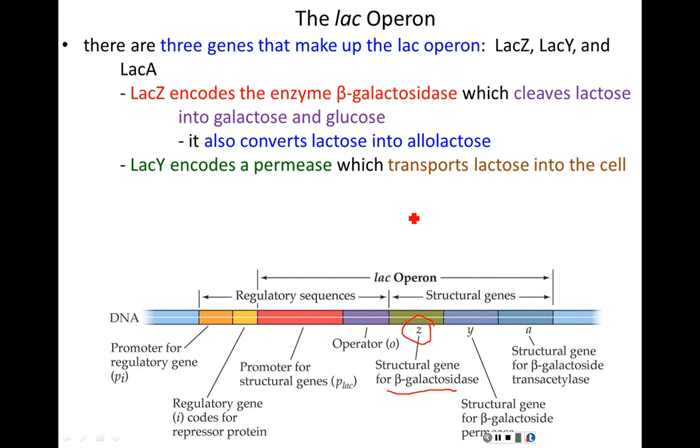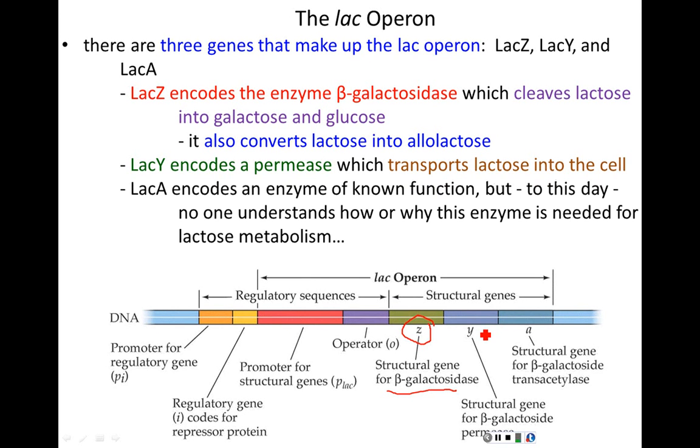LAC-Y encodes a protein type that we call a permease, as in make permeable or permeate. LAC-Y, the gene, expresses a protein that goes to the bacterial cell membrane and transports and allows lactose into the cell. And LAC-A encodes an enzyme that has a known function, but believe it or not, as much as this operon has been studied, to this day no one really understands how or why this enzyme is needed for lactose metabolism. So we'll focus on LAC-Z and LAC-Y.